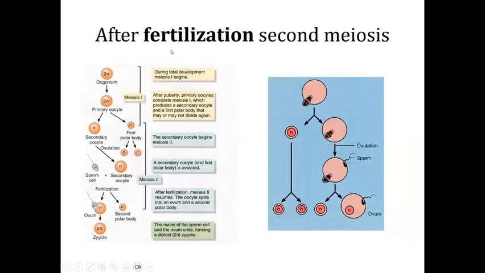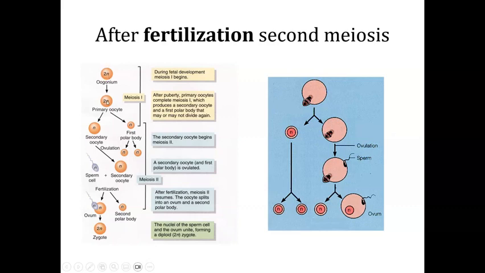Now, if fertilization occurs, make sure to highlight that, underline it, look at that. If fertilization occurs, then the oocyte will go through the second round of meiosis. If not, it never does. It's just released during menstruation. But look at this picture to help you.